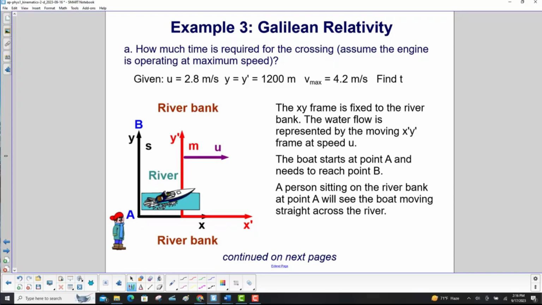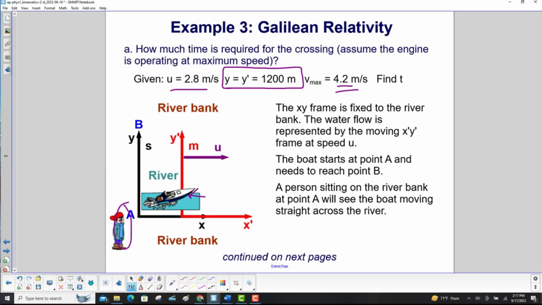How much time is required for the crossing? So we write our givens. Here's the speed of the water. Here's the position. And please note here, the position in the fixed reference frame, which is this observer down here on the bank of the river, is the same exact y position as the boat will be in its reference frame. This is the maximum speed of the boat, and we need to find time.